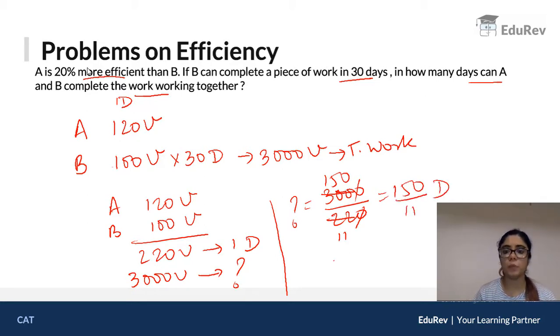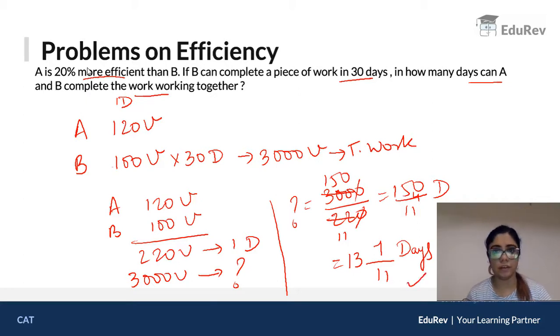Or you can even convert it. So 11 ones are 11, 40 remains, 11 threes are 33. I have 7 extra. So your answer becomes 13 7 by 11 days will be required.